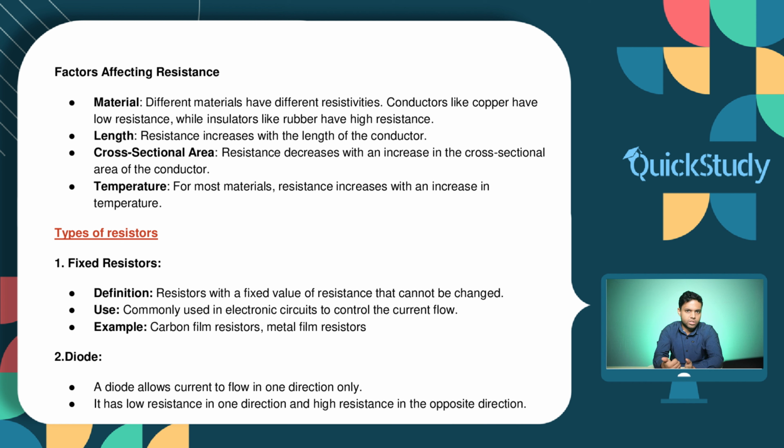There are many types of resistors, but we will learn about 5 of them, which are fixed resistors, diode, LDR, which is the light dependent resistor, thermistors, and a variable resistor. Fixed resistors are the ones which have a resistance of a fixed value that cannot be changed. They are commonly used in carbon film resistors, metal film resistors. Another one is diode. Diode is an interesting one. A diode allows the current to flow in one direction only. It has low resistance in one direction and high resistance in the other.